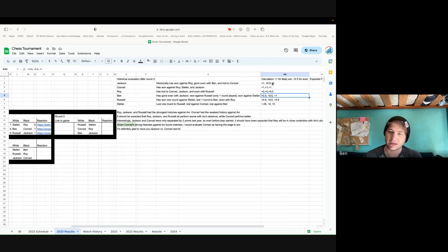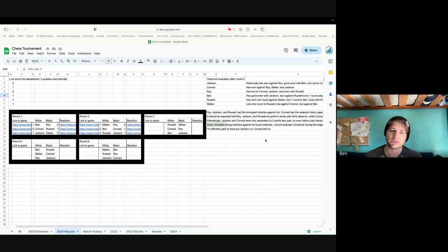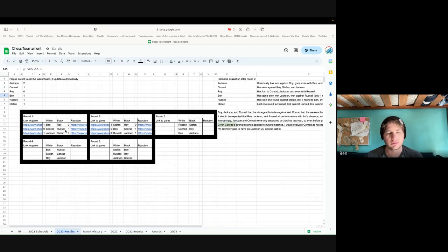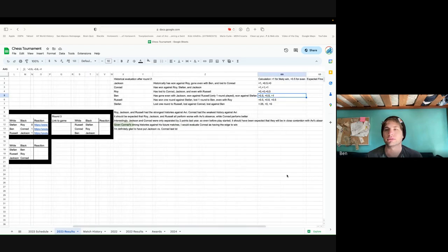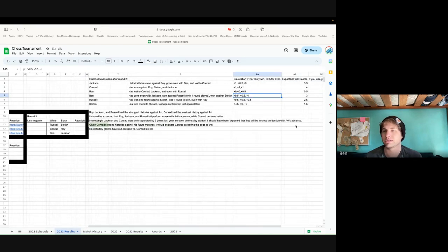What happens when we add these numbers to the current scores is we get these expected outputs. So the expected final score for Jackson is 3.5, expected for Conrad is 4, expected for Roy is 0.5, expected for me is 3, expected for my dad is 2.5, and expected for Stefan is 1.5.